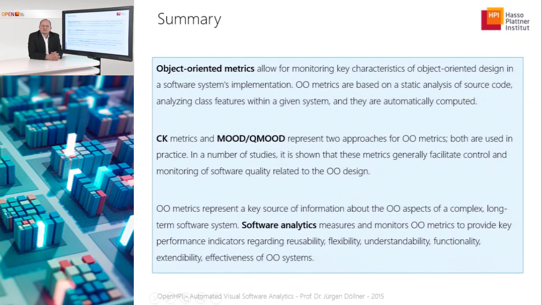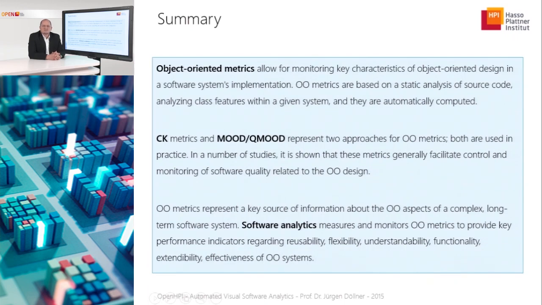The CK metrics as well as the QMood metric set represent two approaches for object-oriented metrics. Both are used in practice and have been validated in a number of studies. It is shown that these metrics generally facilitate control and monitoring of software quality related to the object-oriented design, and the application of object-oriented design principles in a given software system.